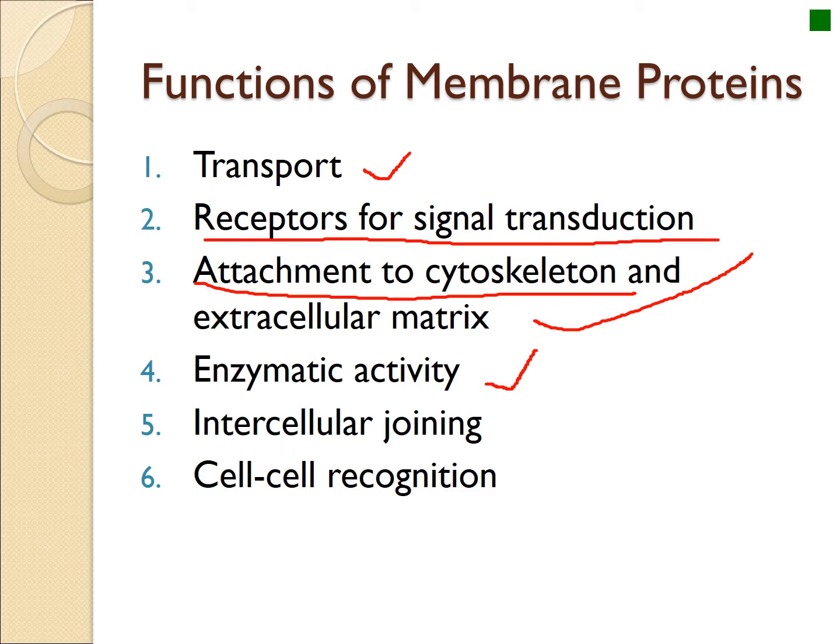There's what's called intercellular joining. These are proteins that are going to be very important in understanding tissues, in that this is what holds cells together to make a tissue. Okay, and then there's going to be what are called cell-to-cell recognition proteins, and these are proteins that tell cells that they're next to another cell or attached to something else.